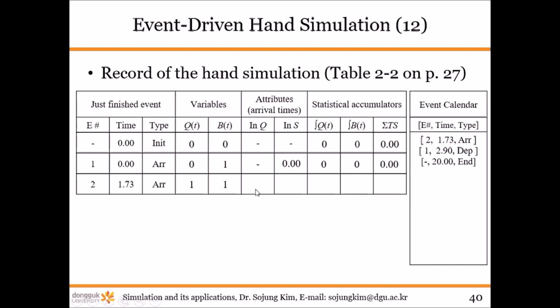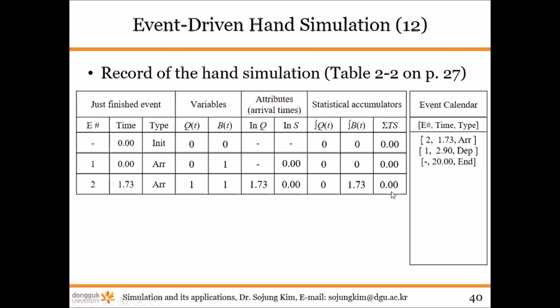So each attribute will be what? 1.73, right? And this is still the same because entity 1 is still in the server. And the next two values will be like this. Why? Because the QT value just became 1, so so far it is 0, right? 1 times 0 is 0, as you can see. And then 1 times this value, which became 1 at time 0 and has been 1 for 1.73, so 1 times 1.73 will give you 1.73. Got it? Yes.